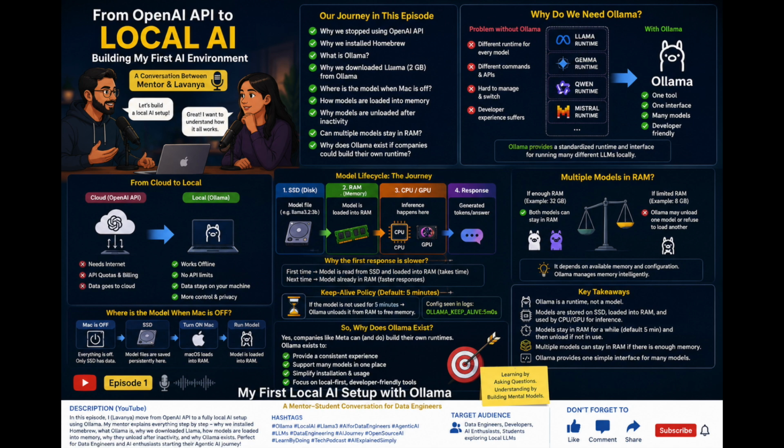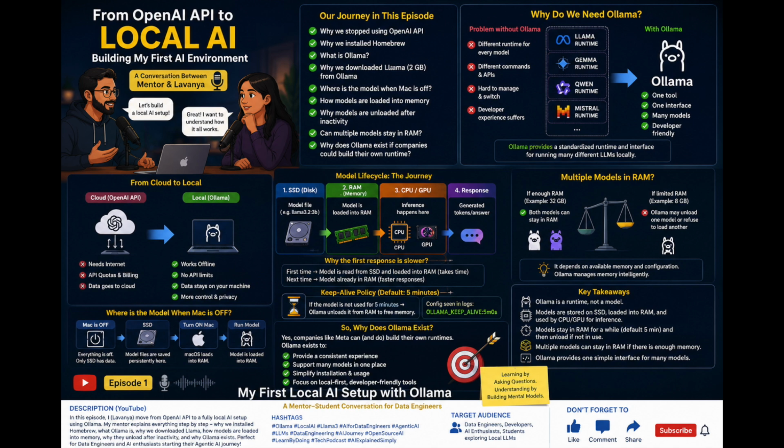Absolutely. So now that we know why we are going local, we need to understand what tools we are actually installing. The source lists a very specific tech stack. Right, there's 3 main components they go through. Yeah. First, there's Homebrew, which is the macOS package manager. The text describes it as an app store for developers. Then, they install something called Ollama. And finally, they download the model itself, which is Llama 3.2.